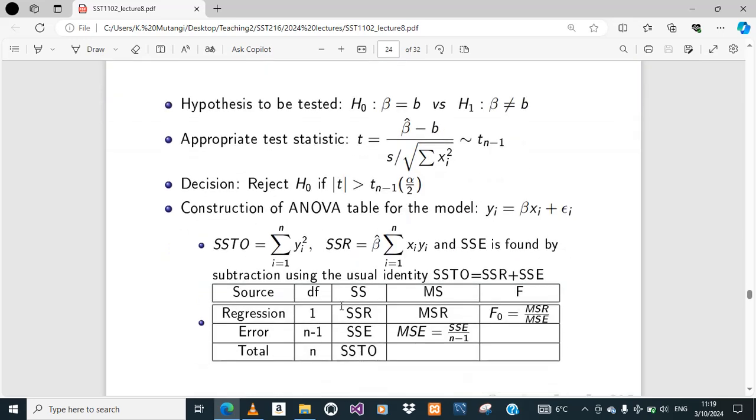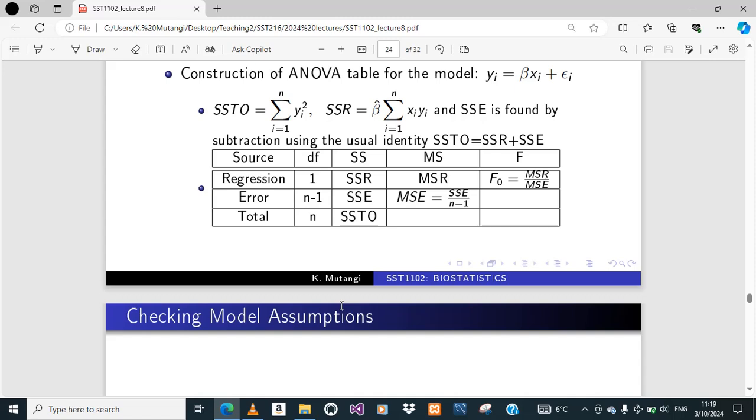So let's look at how we calculate the sums of squares there. Total sums of squares is now just sum of yi squared, while regression sums of squares is beta hat times summation of xi yi. SSE is found by subtraction as usual. Now I will look at the degrees of freedom. Regression df remains 1, but the error degrees of freedom is now n minus 1. The total degrees of freedom is now n.